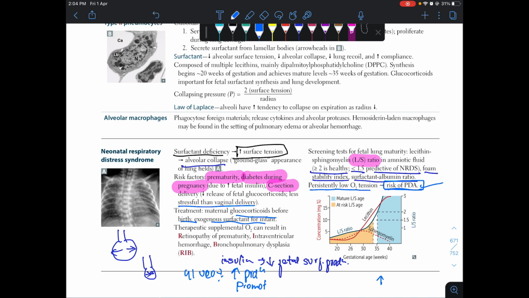And therapeutic oxygen results in retinopathy of prematurity. As I said earlier, there will be production of free radicals from the oxygen supplementation that leads to blindness, and intraventricular hemorrhages can also develop, and bronchopulmonary dysplasia, that is due to free radical injury to the premature lung.